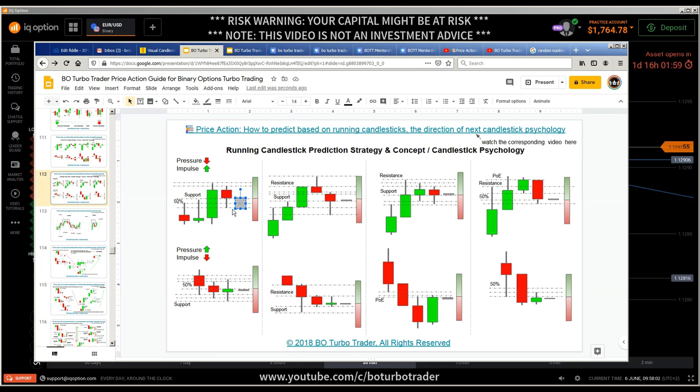Really important: it doesn't mean that because the market made the movement in the opposite direction, you have to trade the opposite direction. No, you have your analysis and you stay behind your analysis. And when the candlestick is not doing what you expect in the running candle, then you avoid the trade. Really important, okay? So again, you see the market is doing pressure downwards.